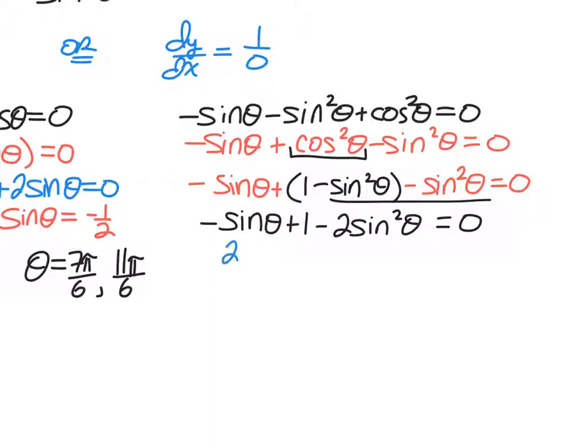Activating a pen, of course. 2 sine squared theta plus sine theta minus 1 equals 0. Just flipping the signs, changing some things around.